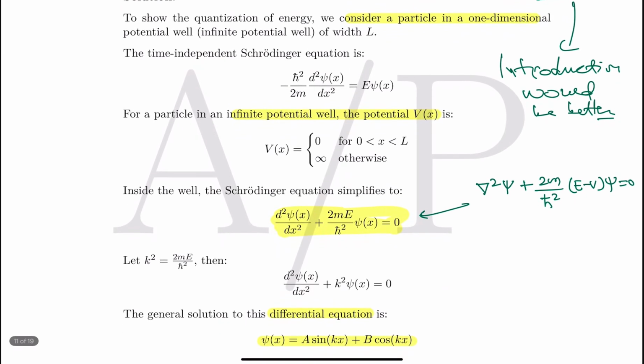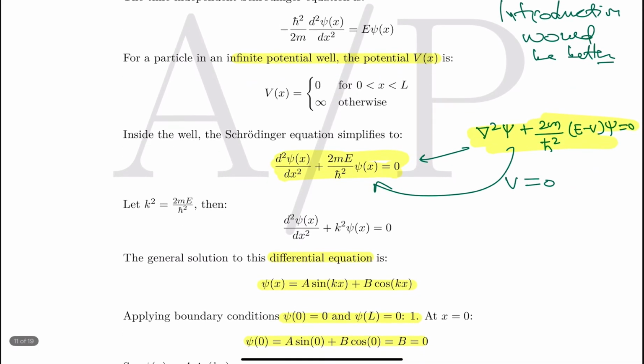The time-independent Schrodinger equation's most general formula, which you should always remember, is del square psi plus 2m upon h bar square multiplied by (E minus V) psi equals 0. So inside the well, we know that V equals 0. So this equation takes this form: d square psi divided by dx square plus 2mE upon h bar square multiplied by psi of x equals 0.